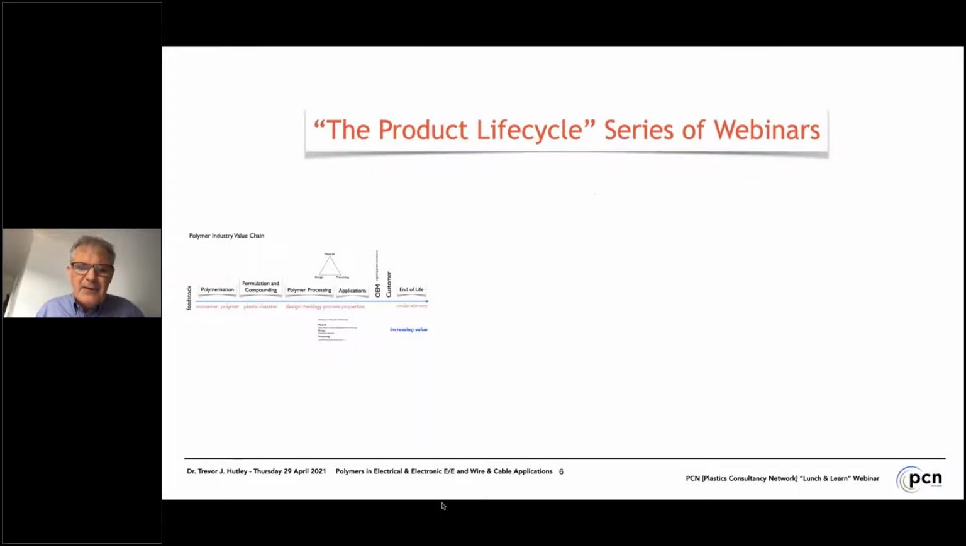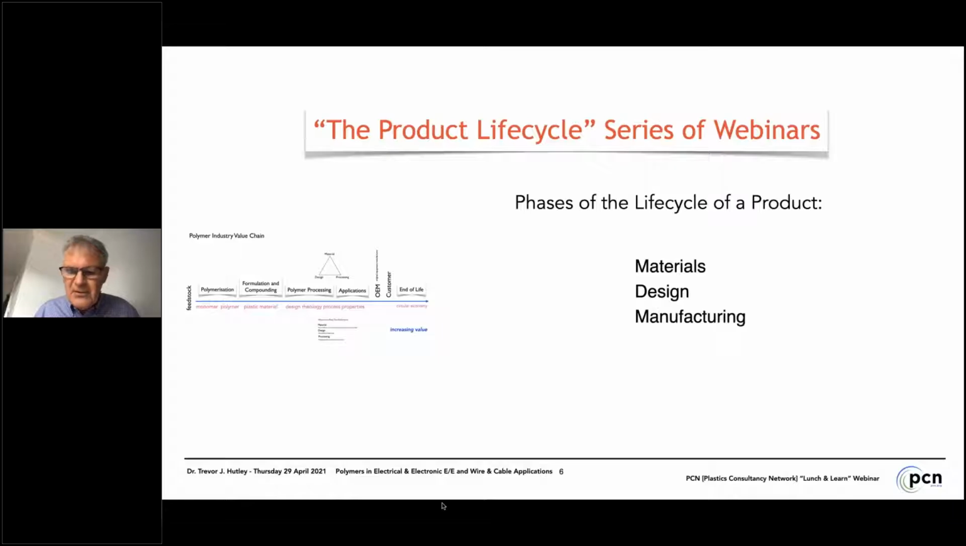And this product life cycle series looks at these phases of the life cycle of a product. It looks at materials. We've done that already. We've looked at the design. We've looked at manufacturing. And this is where we are now. We're in the area of the applications of plastics materials.